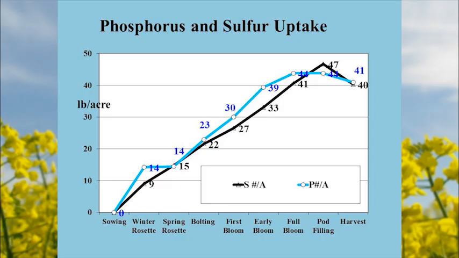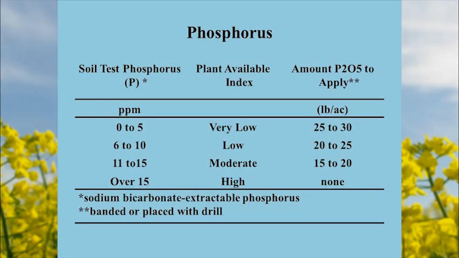If you look at this, there's about 50 pounds of either phosphorus or sulfur in the crop at whatever that optimum is, pod filling right there. So uptake's about 50 pounds of sulfur, 50 pounds of phosphorus. Oops, thought I had one more slide.